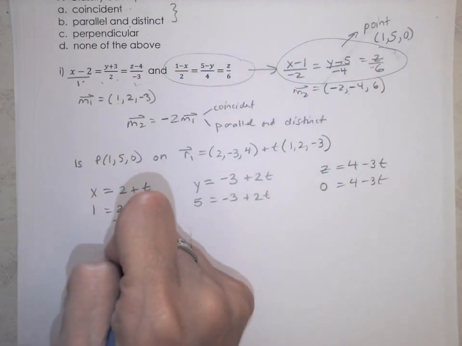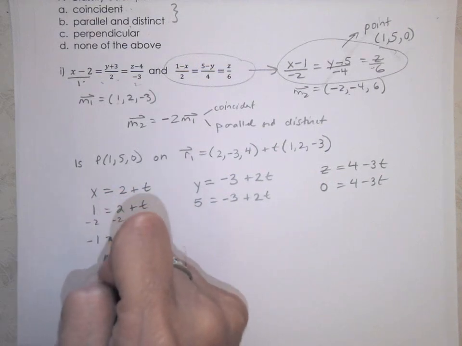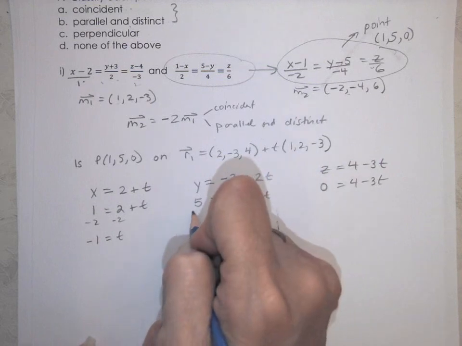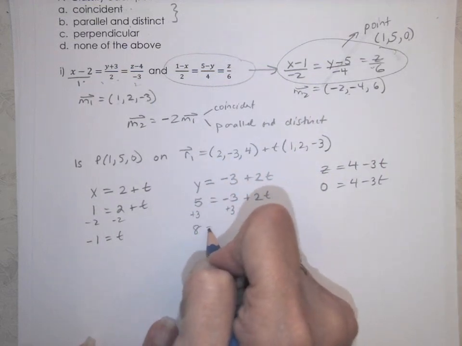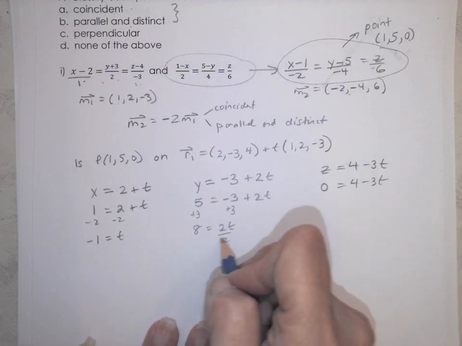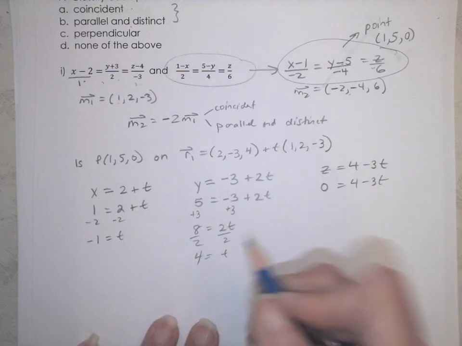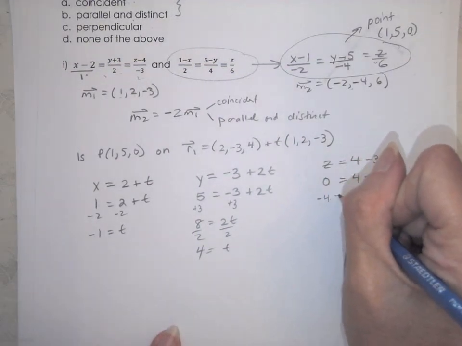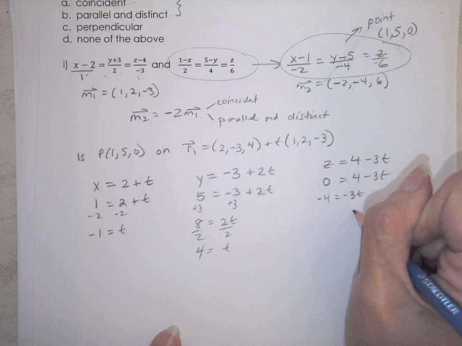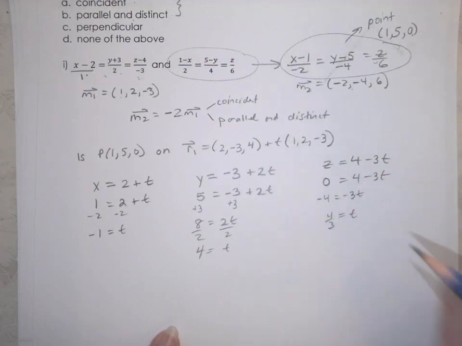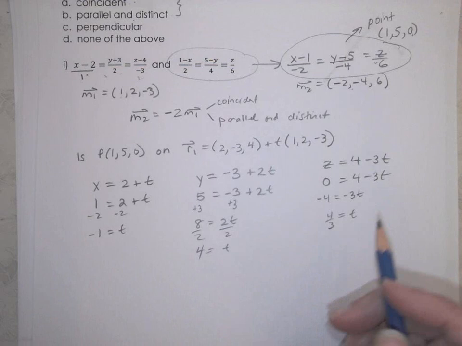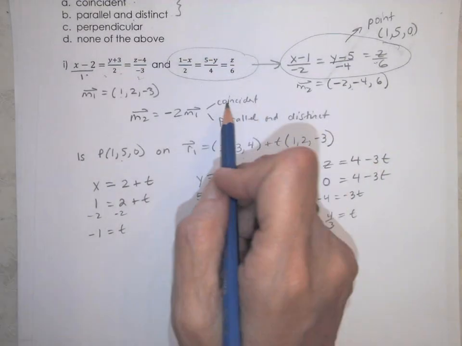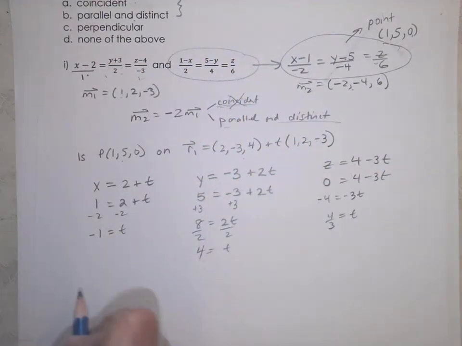So here if I subtract 2 on both sides, I get t is -1. Here I would add 3 to both sides. Divide both sides by 2, and I get t is 4. So right away I don't get the same t. I wouldn't here either. I would get t is 4/3. Okay, so since this point is not also on this line, then the two lines are not coincident, they're parallel and distinct.